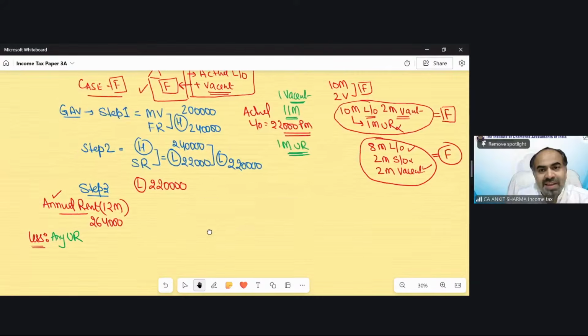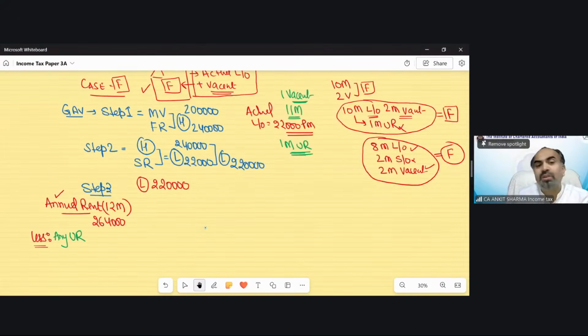So if there is any unrealized rent in this question, then you need to reduce the rental value of that unrealized rent. For 1 month, it would be 22,000. We need to reduce it from the annual rental value. If suppose in this question there is no unrealized rent, then we are not going to reduce this.